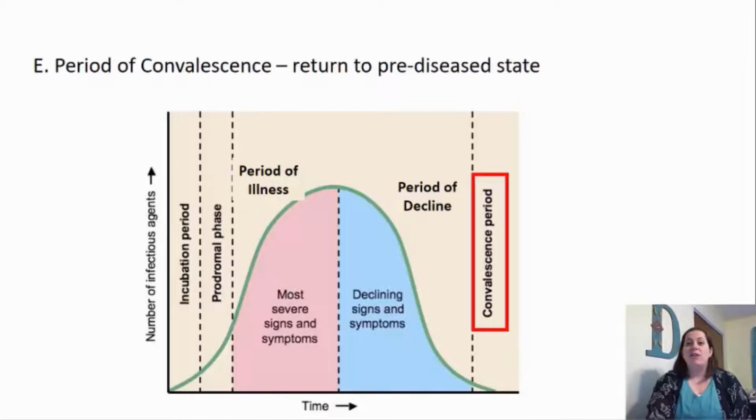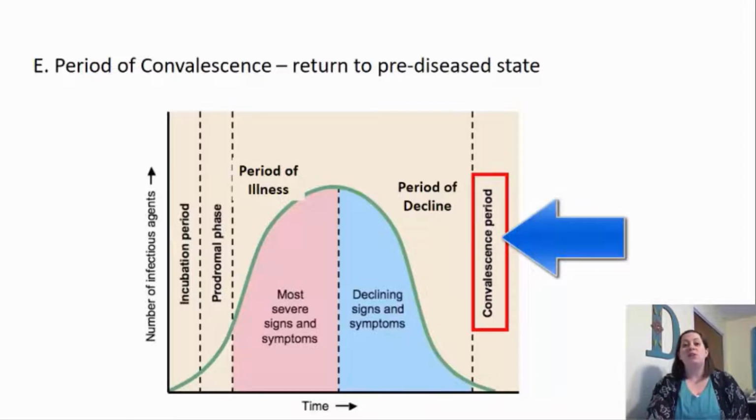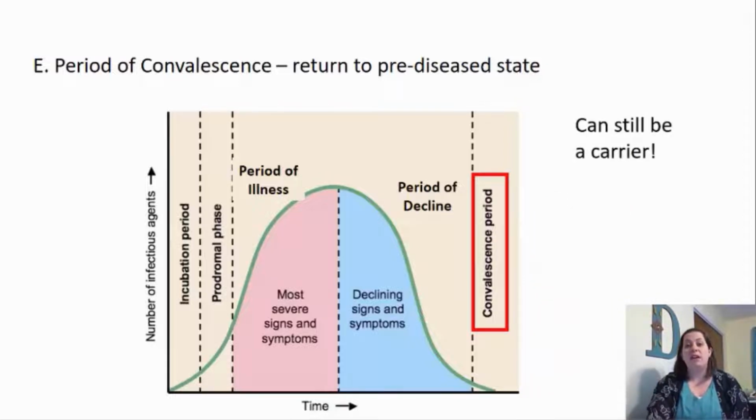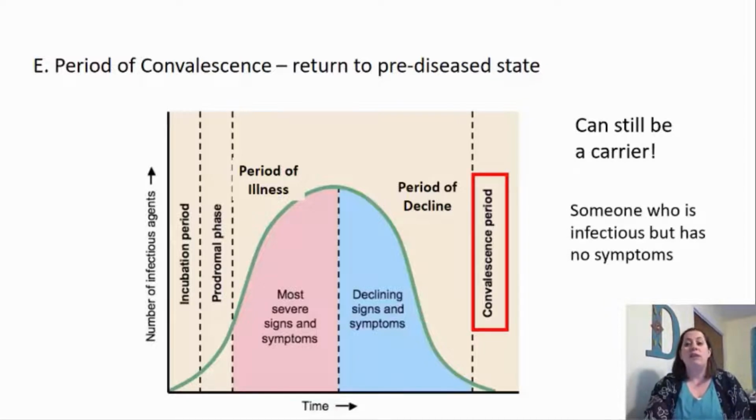Now, that's not the end though, guys. There is a period called the period of convalescence. This is where there's a return to your pre-disease state. The issue with this particular state though is that you can still be a carrier of the infection or the disease. All right, you can still pass that on to somebody even though you feel just fine. Someone who is infectious but has no symptoms could be in this convalescence period.